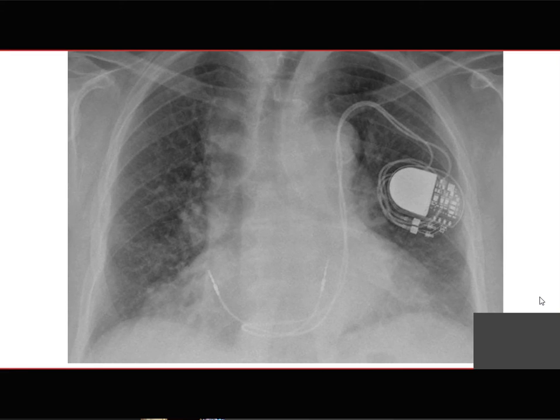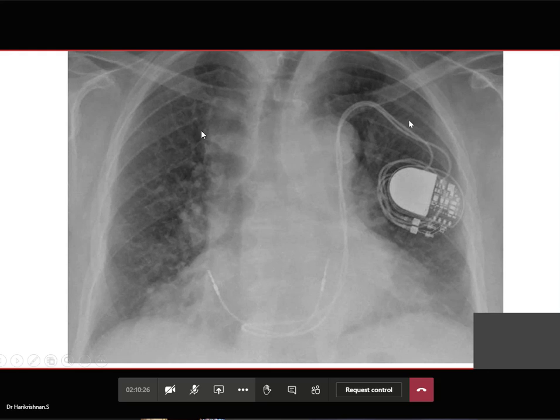Okay, what is this? Twiddler syndrome. Twiddler syndrome, why? The pulse generator is out of position. There is normally pacing, there is no problem. Left SVC. Left SVC to left SVC.